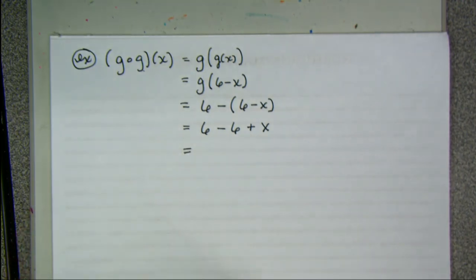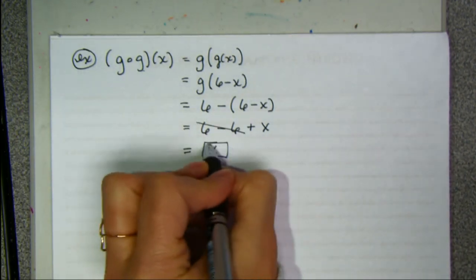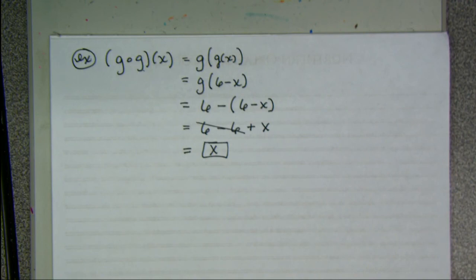Well, what happens? Yeah, your 6 minus 6 is 0. So you're just left with x. So that's the basis of those. You're going to see several of those on your assignment. So does anybody have any questions on that?